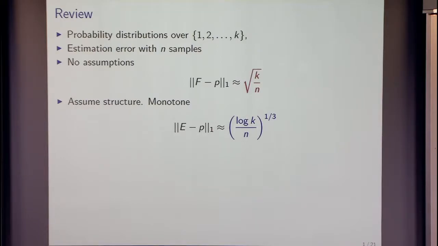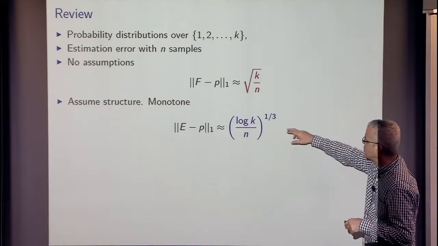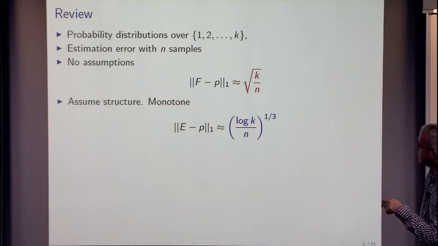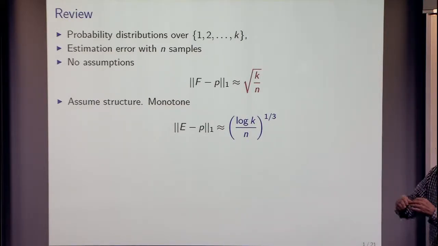Then on the second day, we asked, what can we do to avoid this growth? One thing that people do is assume some structure on the distribution. For example, we gave the example of monotone and envelope classes. For monotone, instead of k, you already start going with log k, so it's a lot faster.